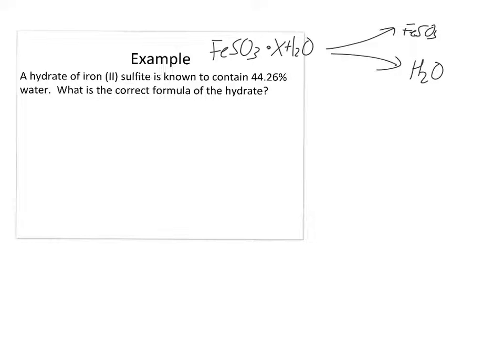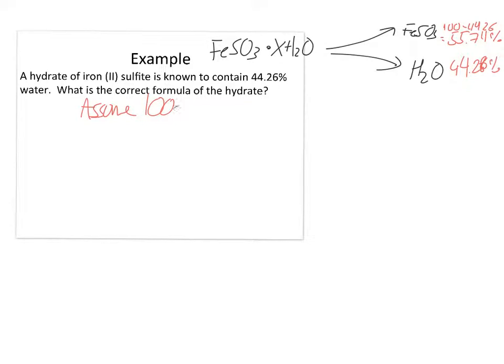Now the question states that we have 44.26% water. How much FeSO3 do we have? Well, it's actually pretty simple. If we know that percent composition is always equal up to 100, we can just do the reverse. 100 minus 44.26. And what does that equal to? That equals 55.74%.